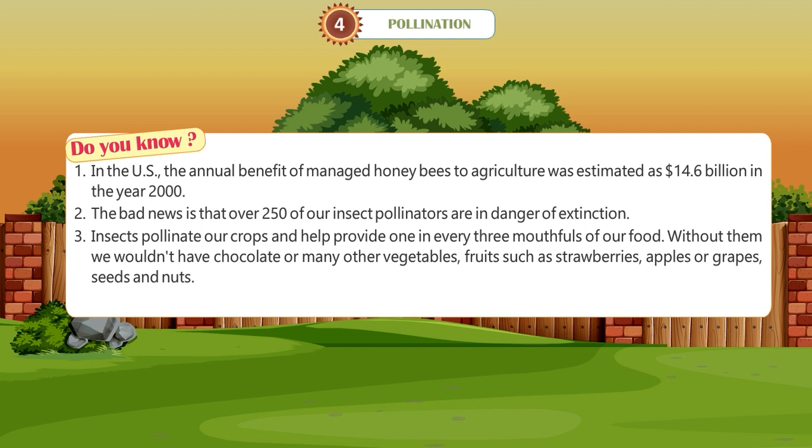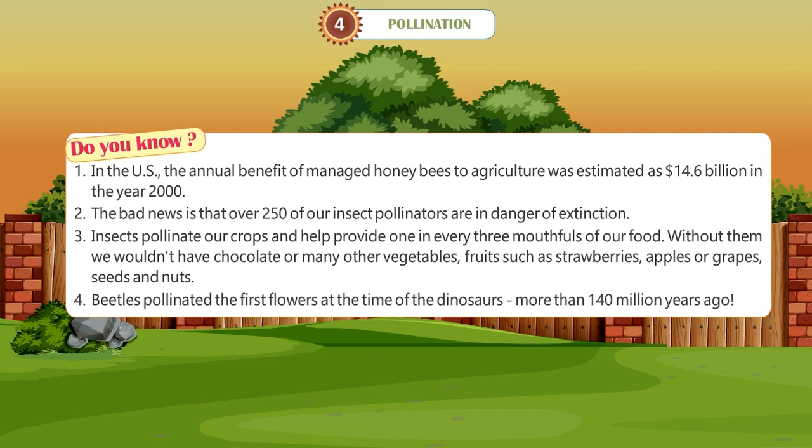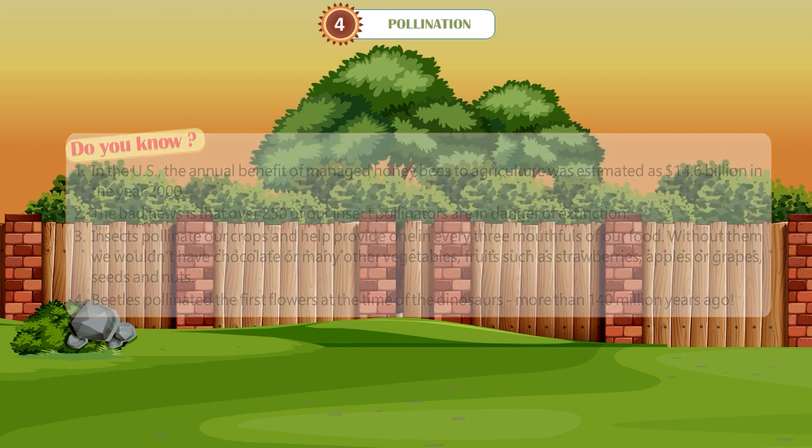Without them, we wouldn't have chocolate or many other vegetables, fruits such as strawberries, apples or grapes, seeds and nuts. 4. Beetles pollinated the first flowers at the time of the dinosaurs, more than 140 million years ago.